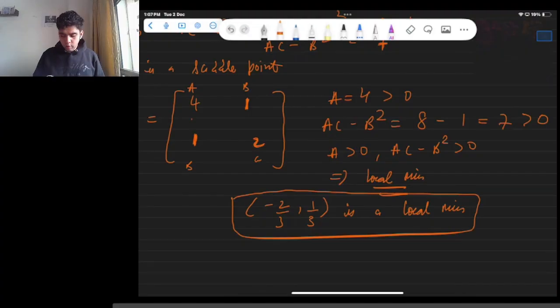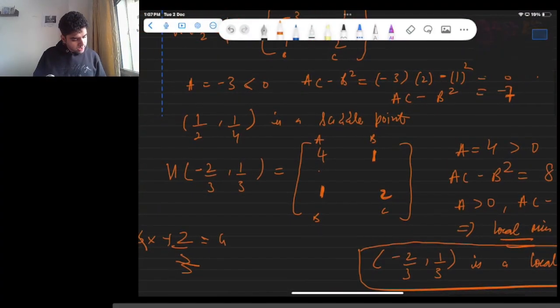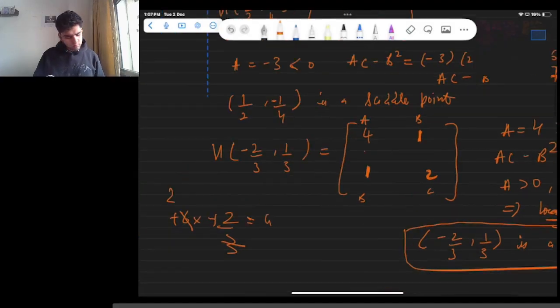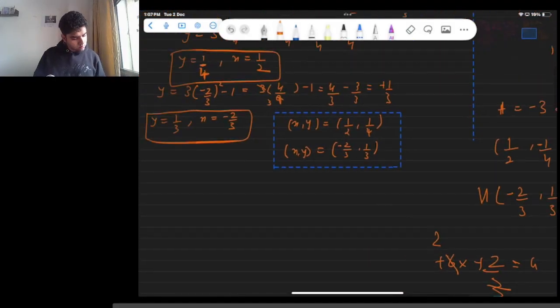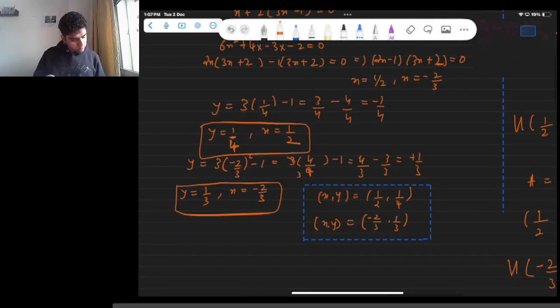So 1 by 2 comma minus 1 by 4 is a saddle point. So this was minus 1 by 4, right? Oh, wait a minute, this was minus 1 by 4. This has not made any difference to our solution, but this is minus 1 by 4. I also found minus 1 by 4 here, but I forgot to write the minus sign.